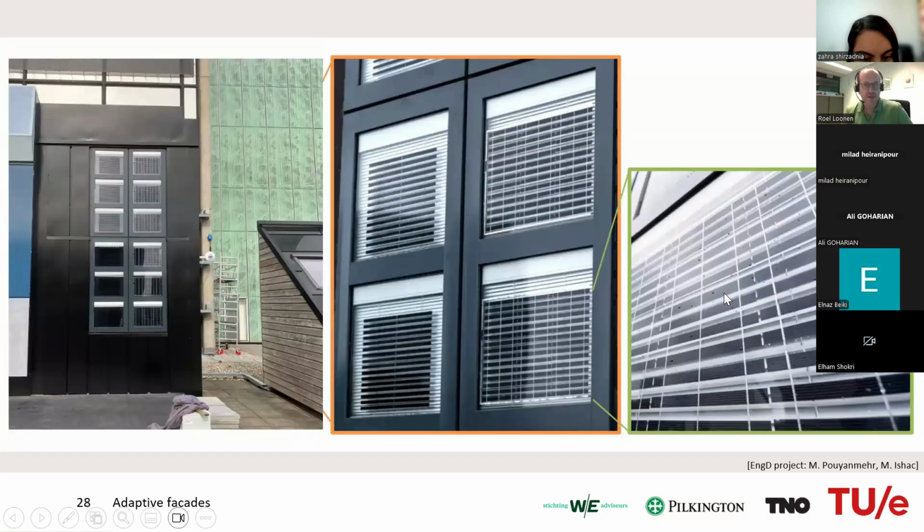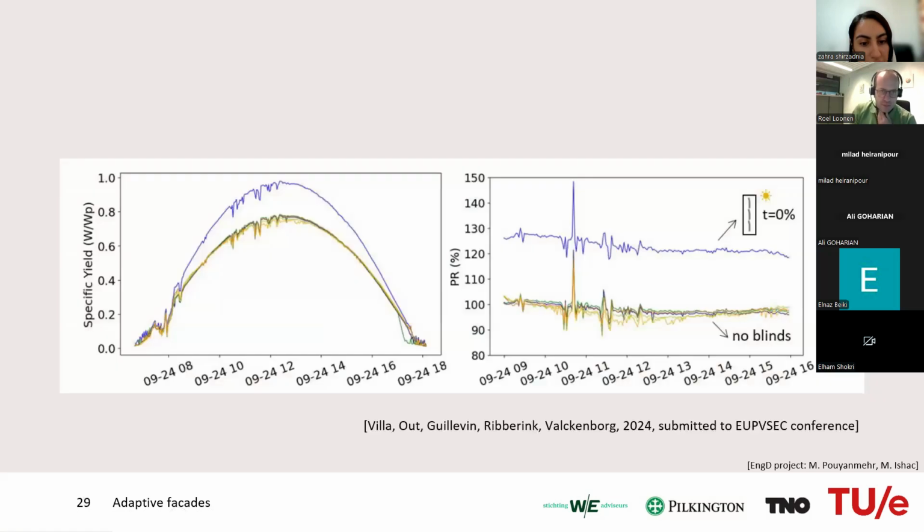So we are testing this right now with different combinations of PV coverage ratio, different blind properties, different control strategies to really understand the complex radiation physical principles that are going on here. In this case, we see just one result where the blue line indicates the boost in the energy harvesting potential, which is up to 30% extra, actually. So that's a significant increase, I would say.